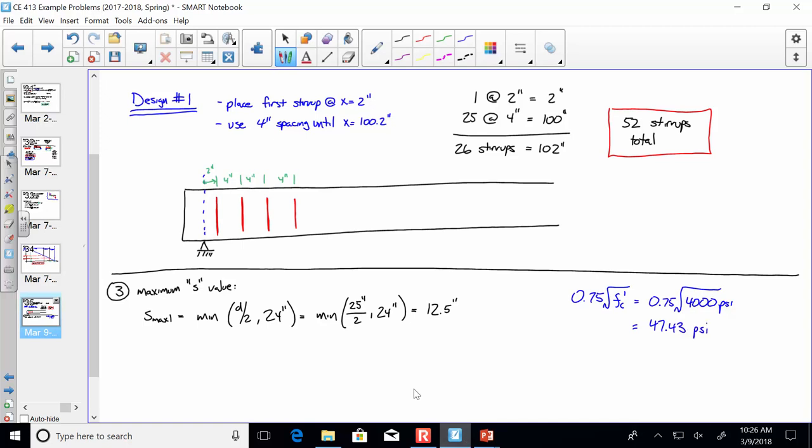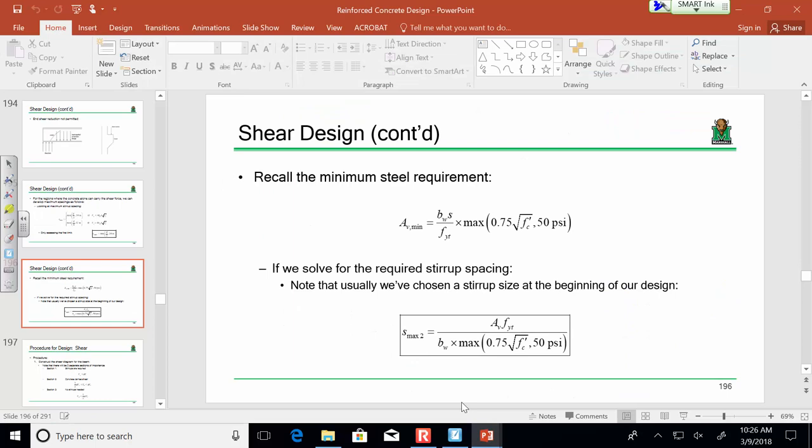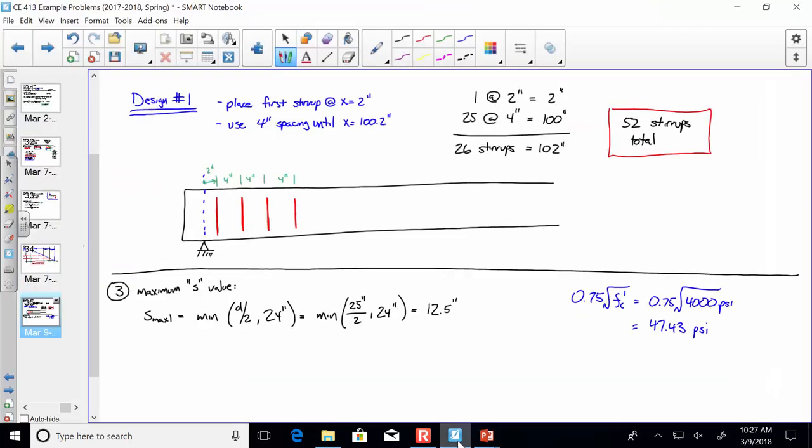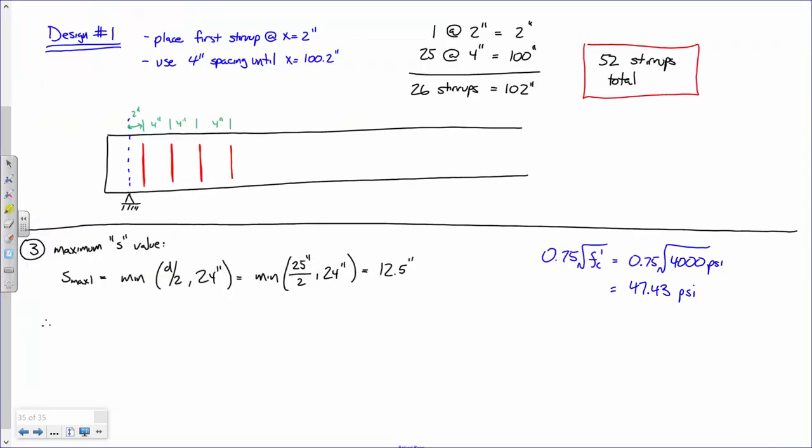47.43 psi. So our equation says we use the maximum of either that or 50. So just use the 50. Therefore, S max 2 is AV FYT over BW times 50 PSI. Everybody see how I'm doing that? Because it's the maximum of either 50 or this, which we count, it's 50.